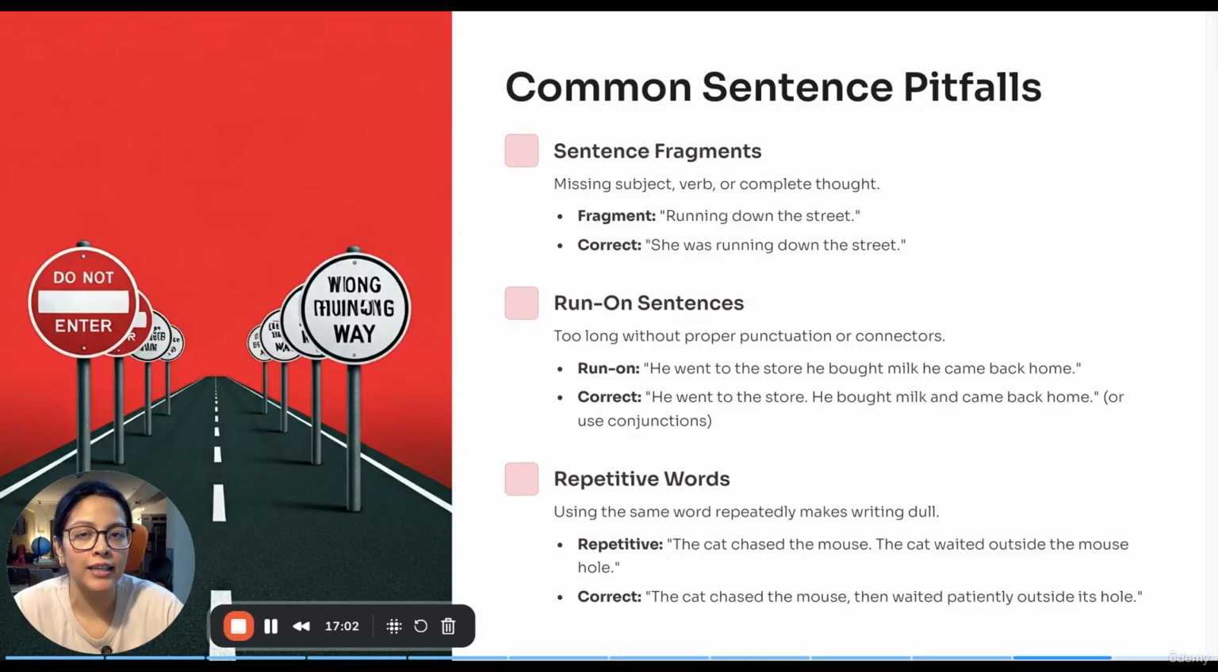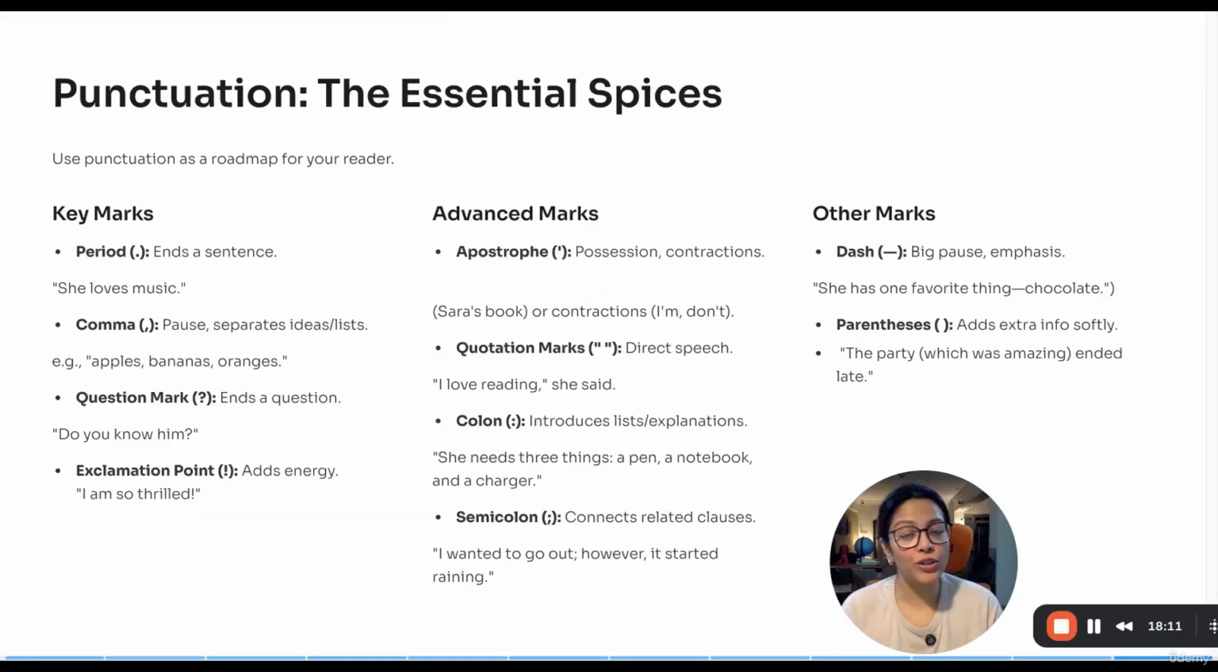Or, the cat chased the mouse, then waited patiently outside the hole. So, a quick recap: try to stick to the formula of making correct sentences, which is subject plus verb plus object. Do not try to skip any part. Second one would be to avoid run-on lines, which can be achieved if you are mindful about your punctuations. Finally, try not to use repetitive words. You can do that by either using pronouns or elevating your vocabulary and using different words.